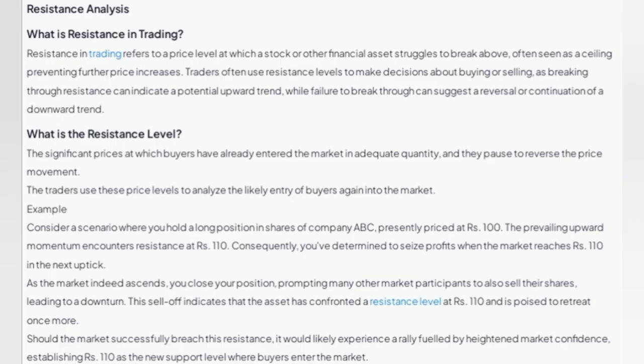What is resistance in trading? Resistance in trading refers to a price level at which a stock or other financial asset struggles to break above, often seen as a ceiling preventing further price increases. Traders often use resistance levels to make decisions about buying or selling, as breaking through resistance can indicate a potential upward trend, while failure to break through can suggest a reversal or continuation of a downward trend.